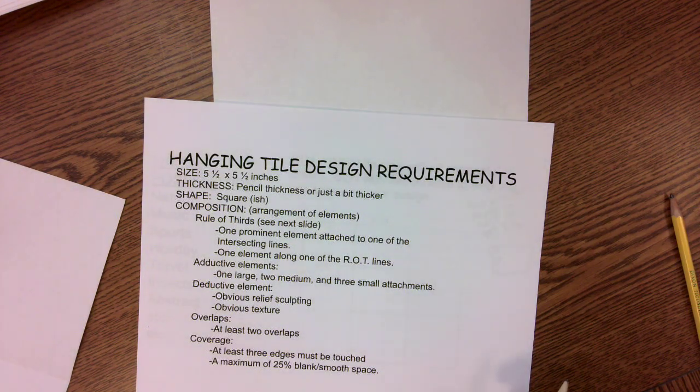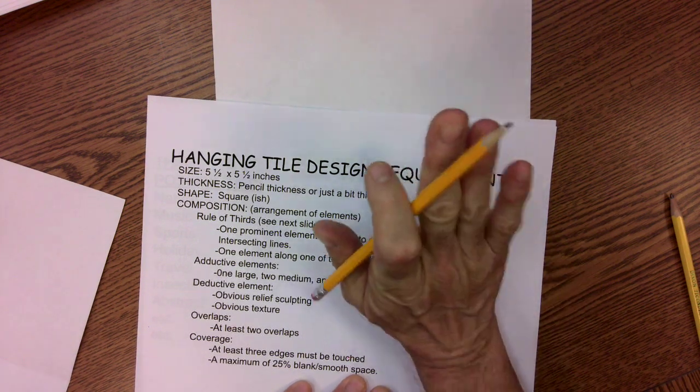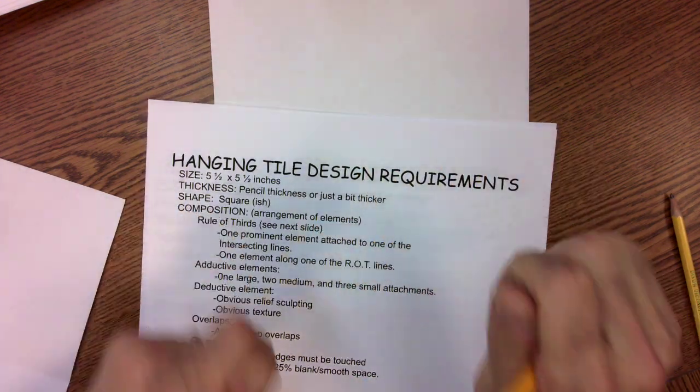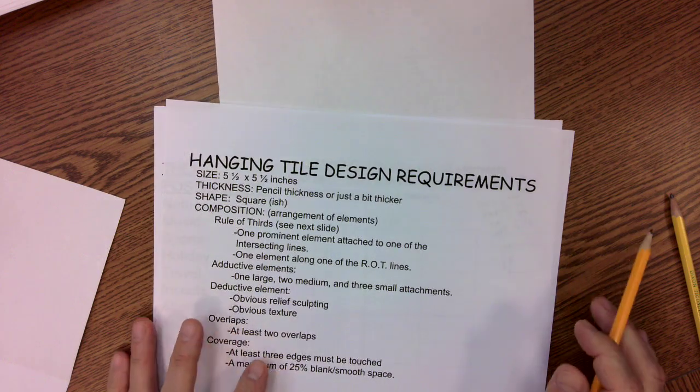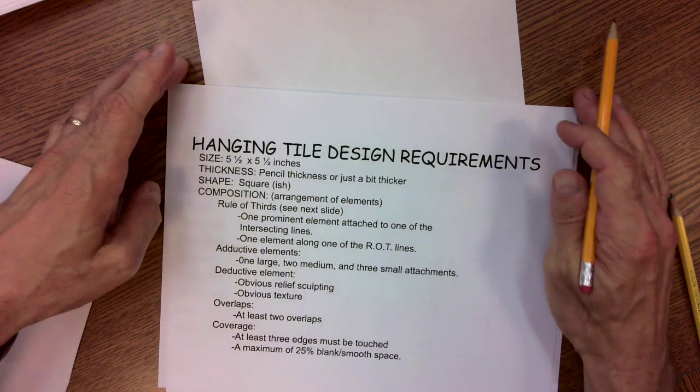Hi there. We're going to start making something else in ceramics. It's called a hanging tile. And when you make a tile, you can either let it just lay on a surface, you can lean it up somewhere, or you can hang it on the wall. And we're going to make sure that our tile is able to be hung up on the wall. But we'll get into that in a minute.